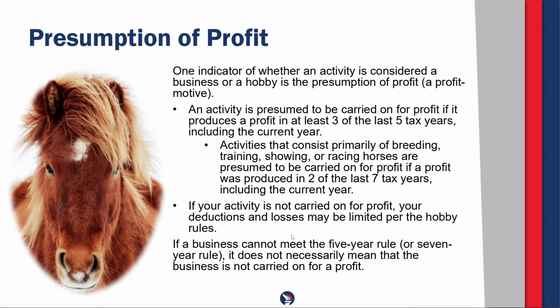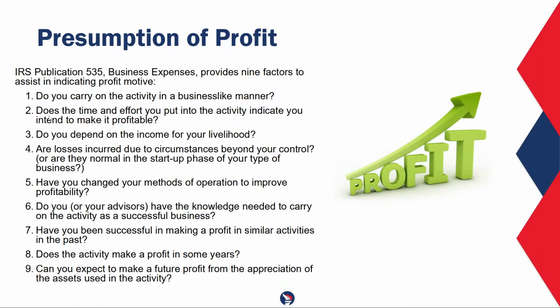It says, if a business cannot meet the 5-year rule, it does not necessarily mean that the business is not carried on for profit. It's a flag for the IRS. It's not an automatic thing saying, "Oh, well, you didn't make money enough in the past 5 years, so automatically." No, because they're going to look at some other things.